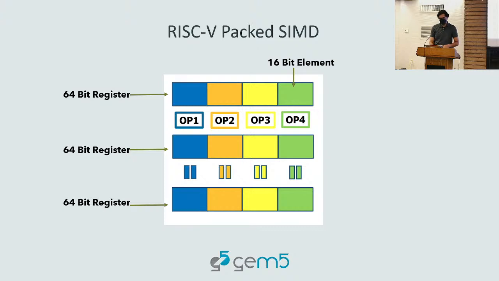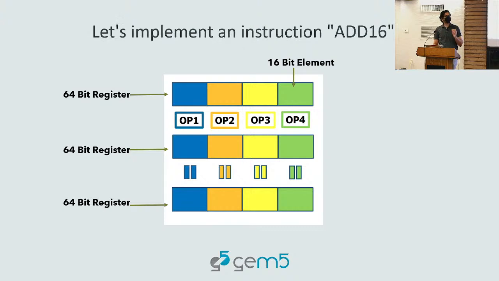So just to give you a picture of the instruction, how do they work? Let's say you have a 64-bit register, or two 64-bit registers. You can basically operate on 16-bit elements, which will be four of them in a 64-bit register, in parallel, and the results will go to another 64-bit register. Any questions on the basics of this instruction extension? How does it work? Make sense? Okay.